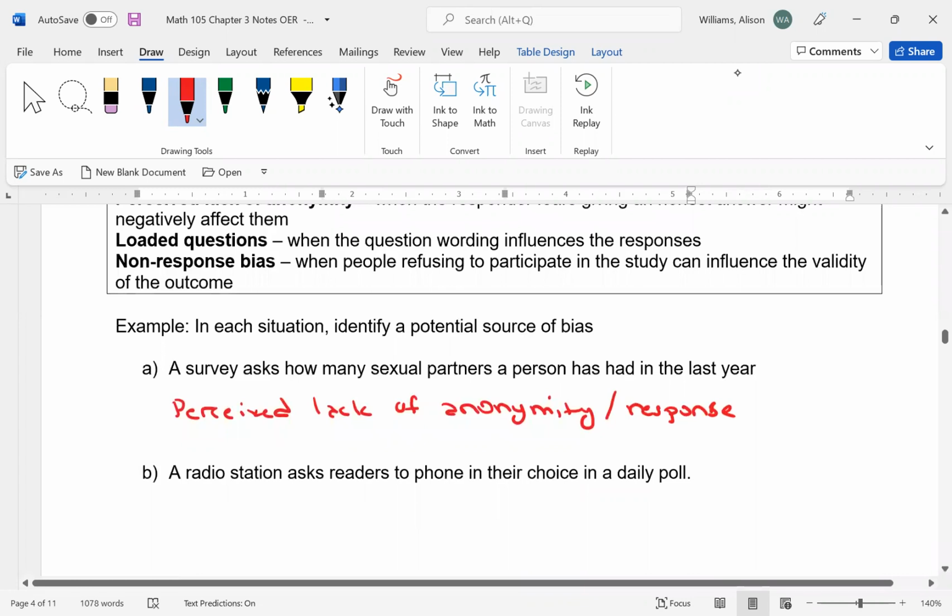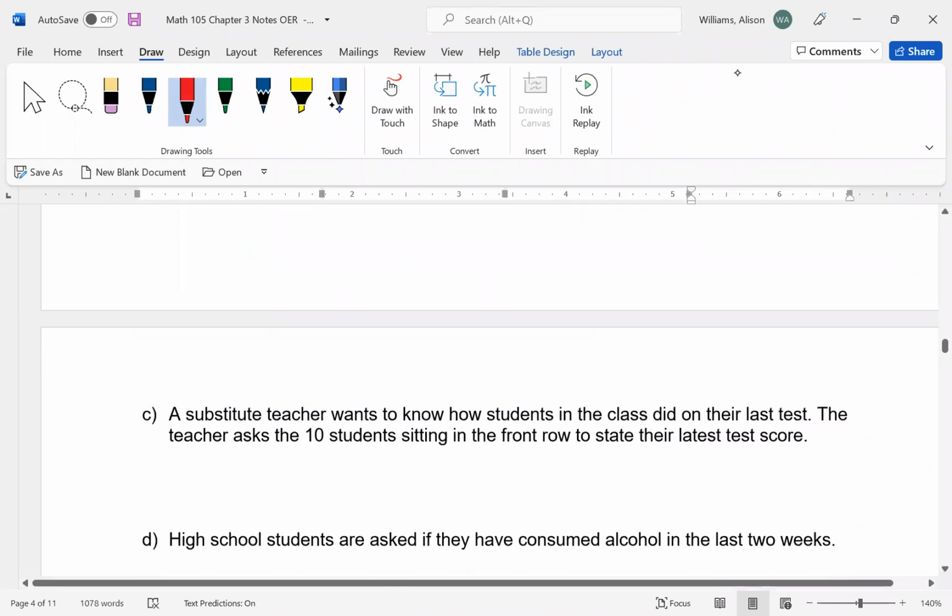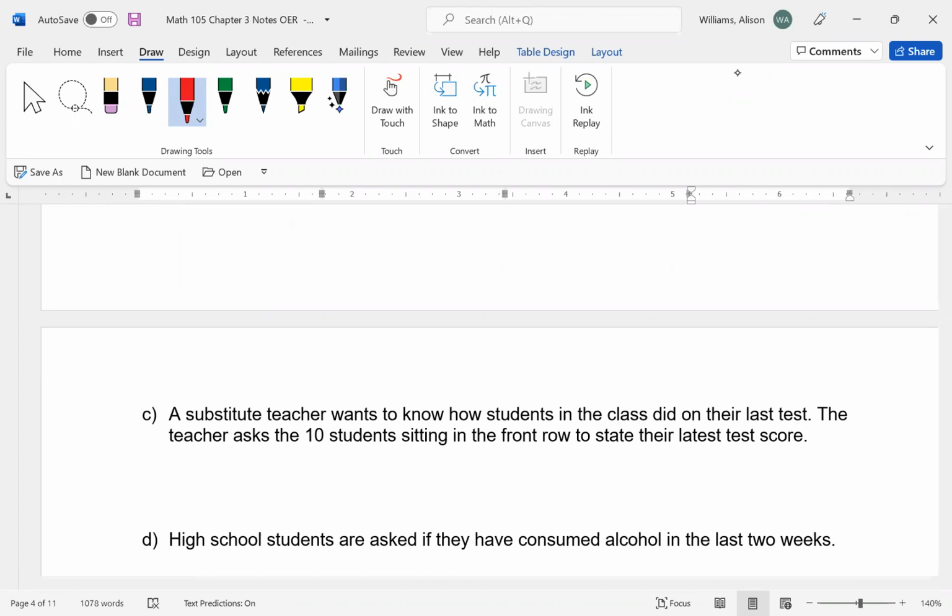Okay, so a radio station asks readers to phone in their choice for a poll. Well, that's a voluntary response. And whenever people are volunteering their answers, they usually have a reason. It's often because they're passionate and they care. But that means then they're kind of representing a minority of most people. Okay, substitute teacher wants to know how students did in a class. They asked the 10 students sitting in the front row. Okay, so we know that front rows typically represent often students who are wanting to be fully engaged. It could be for other reasons, but that might mean then that the scores are abnormally high. That could mean that we have a sampling bias, that the sample is problematic.